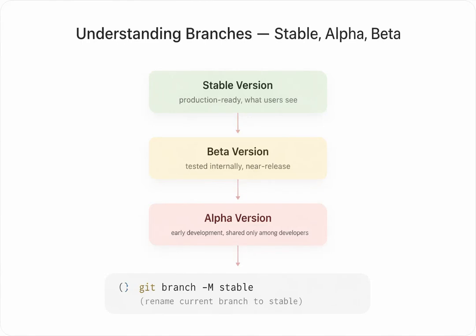Before we push anything to GitHub, let's understand branches. When you initialize a repository, you start on a default branch, often called master or main. In this example, the instructor renames it to stable to represent the production-ready version. Think of it this way. The stable version is what end users see. It must always work. The beta version is nearly ready and tested internally. The alpha version is the earliest stage, shared only among developers. By renaming the branch to stable using git branch -m stable, we are making it clear that this branch holds the clean, working version of the project.